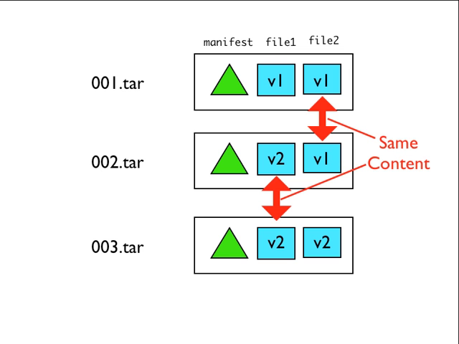Now, that's probably not a big problem with 2 files, but say you had 100 files and only one file changes between each snapshot.